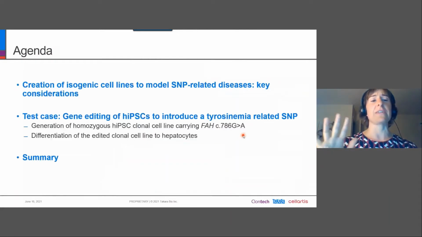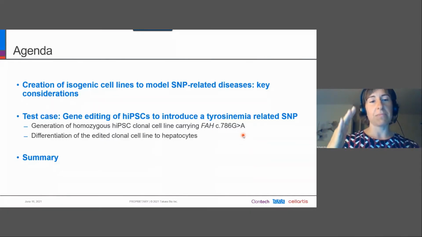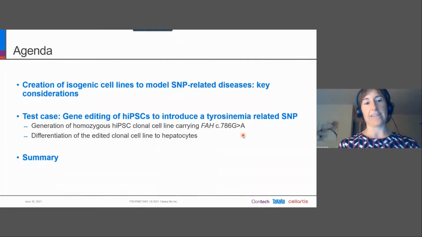So this is a first glimpse of the agenda. First, I'm just going to talk a little bit about the key considerations that you should think about when you are designing your gene editing experiment. And then we will follow with a test case where I'm going to explain to you how we edited hiPSC cells to introduce a SNP related to tyrosinemia, followed up by differentiation to hepatocytes of the edited clonal cell line. And then a brief summary.